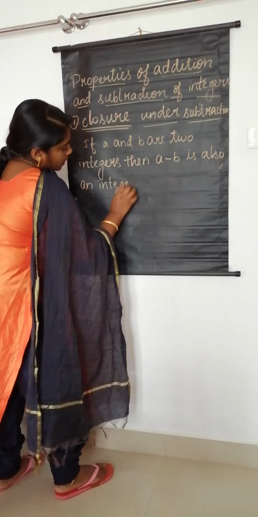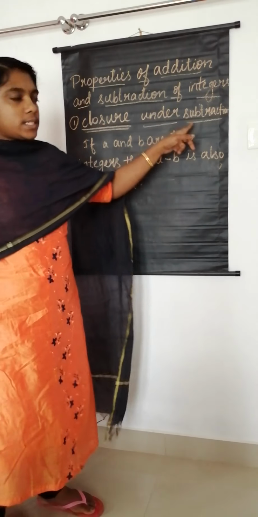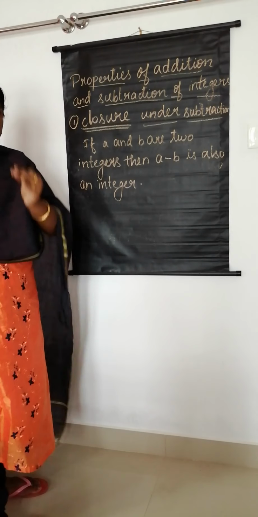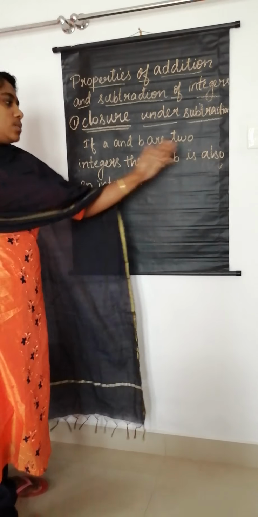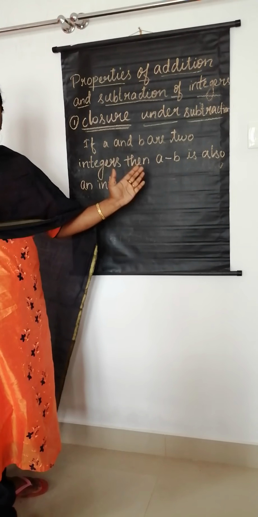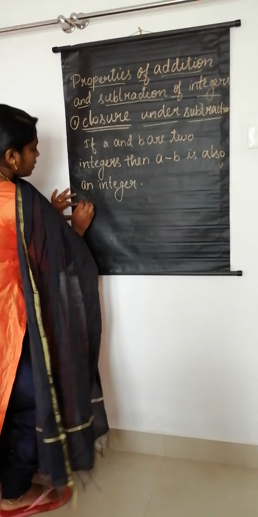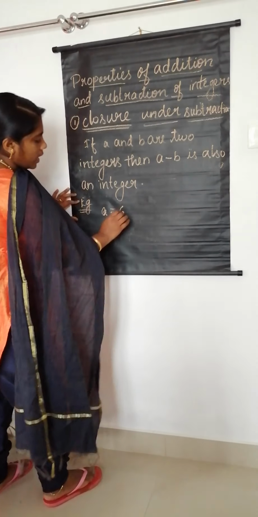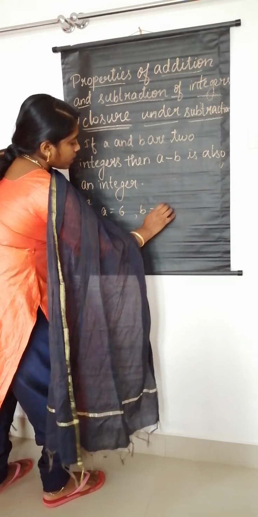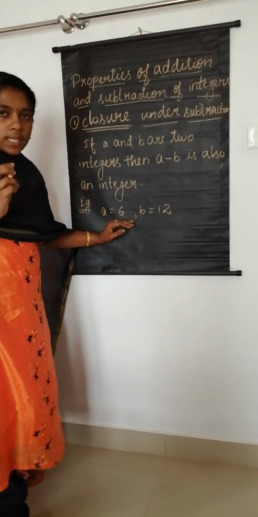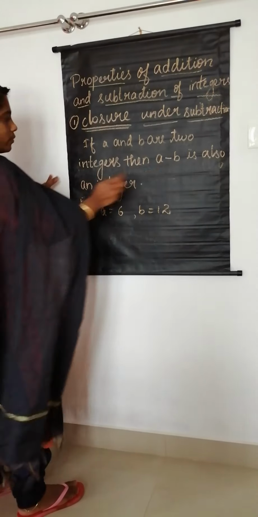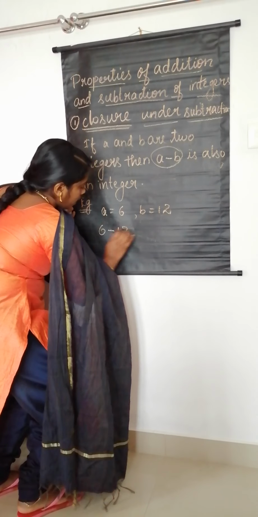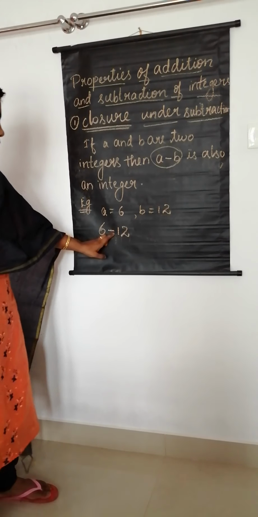Our next property, closure under subtraction, is that if A and B are two integers, then A minus B will also be an integer. For example, now A is equal to 6 and B is equal to 12. Now what we have to do? We have to do A minus B. So 6 minus 12.